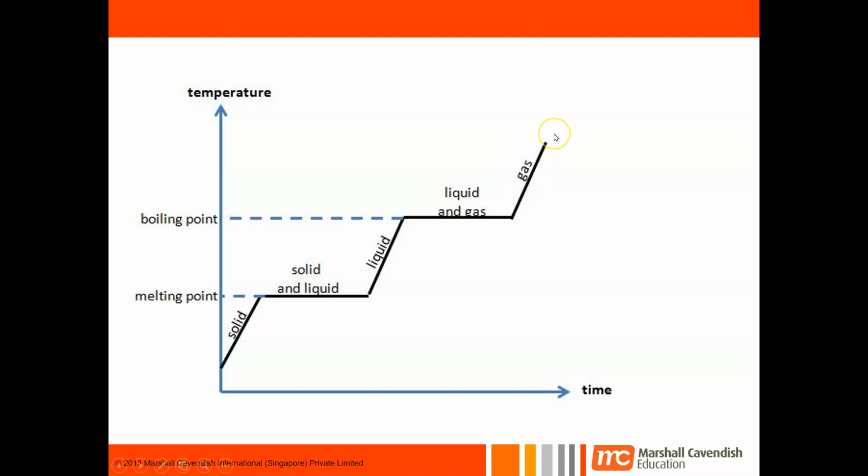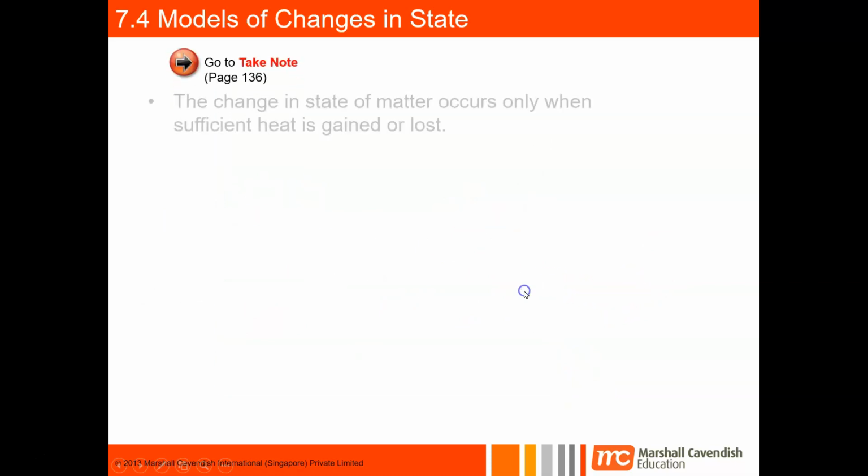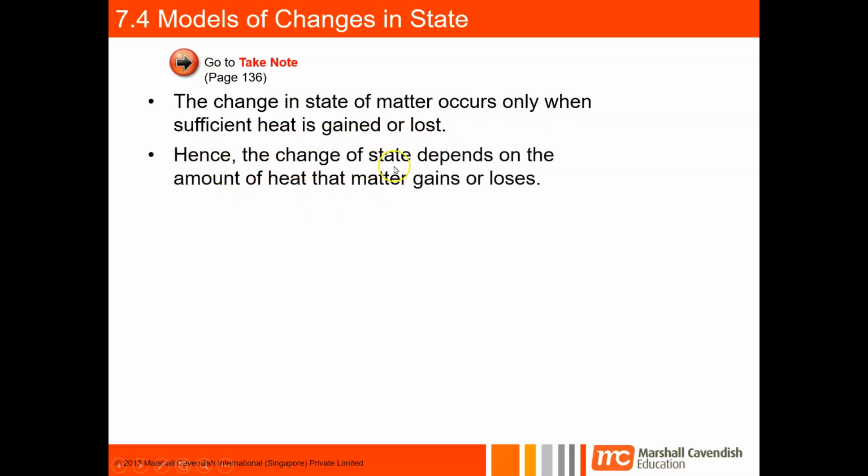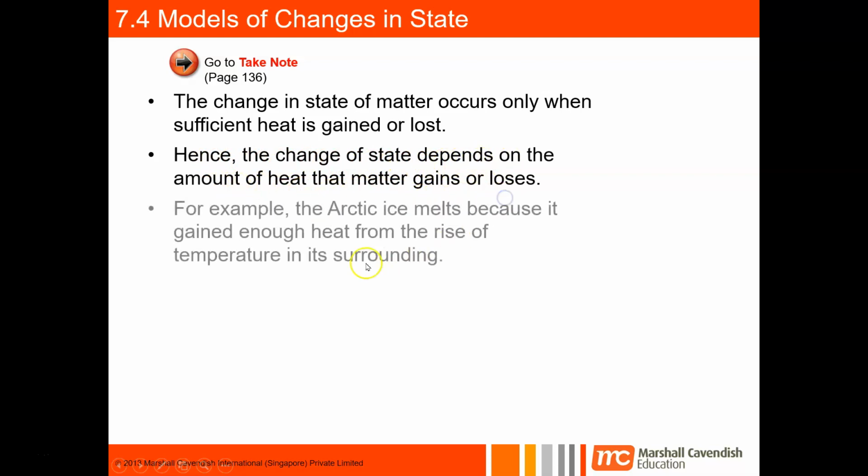Okay, so I know that this concept can be a little bit confusing, but take some time to digest it. Okay, some links will also be provided to further explain this concept. Okay, so to summarize, right, the change in state of matter occurs only when sufficient heat is gained or lost, and hence the change in state depends on the amount of heat that matter gains or loses. Right? For example, Arctic ice melts because it has gained enough temperature from the rise of the surrounding.